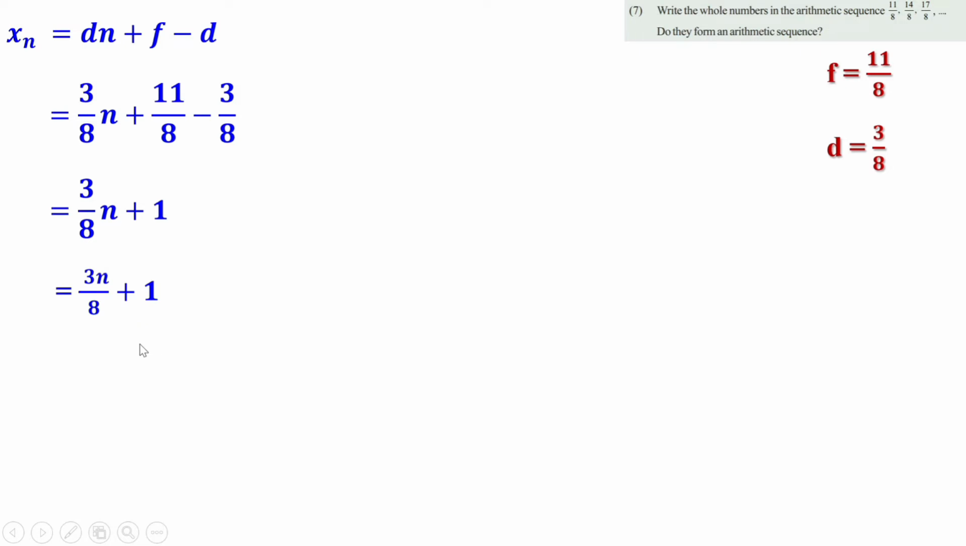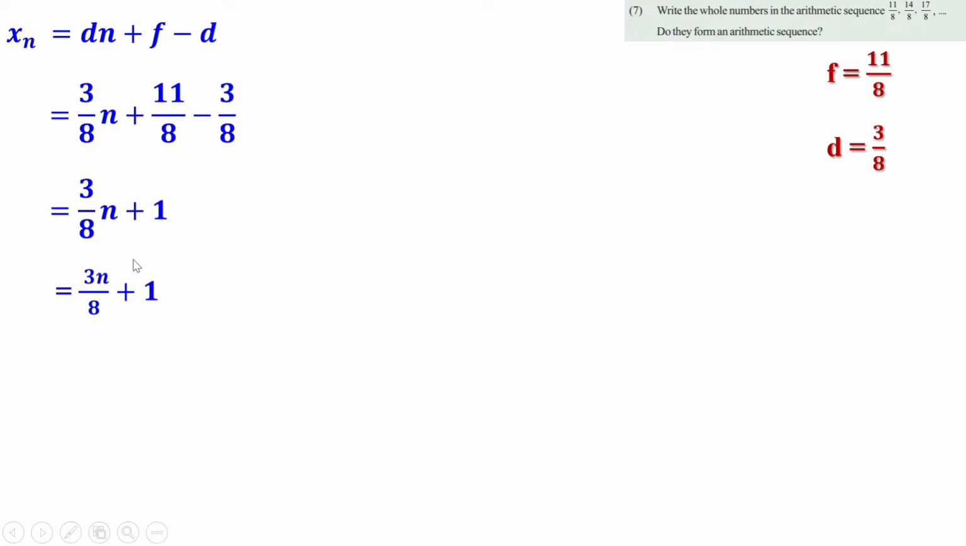When will this become a whole number? 1 is a whole number. So this is a whole number when 3n/8 is a whole number. Now when is 3n/8 a whole number? The numerator should be a multiple of 8. Then only this 8 gets cancelled. When is the numerator 3n a multiple of 8? 3 is not a multiple of 8. So n should be a multiple of 8.